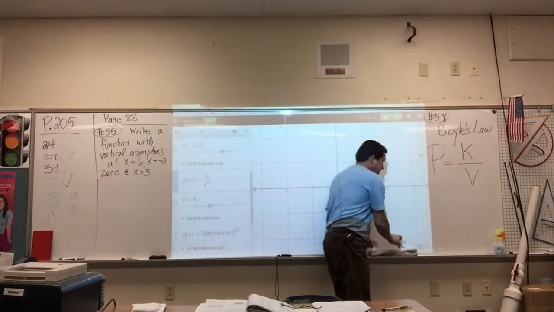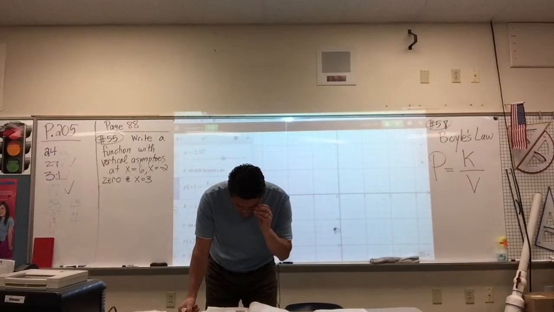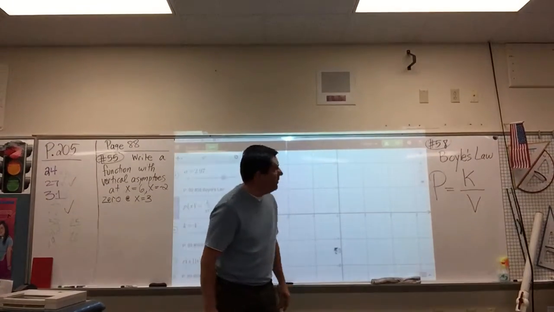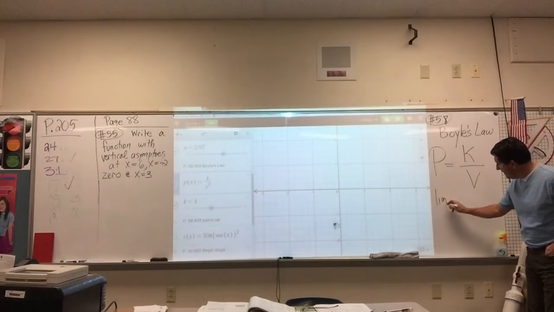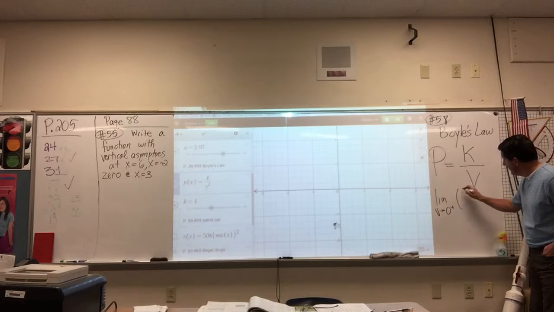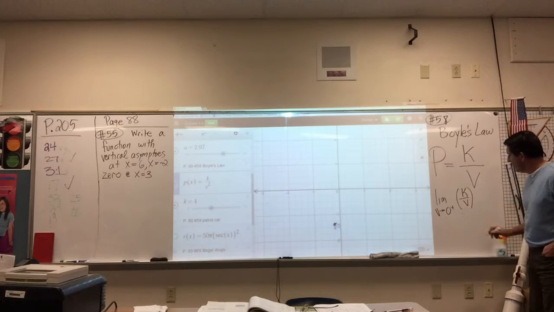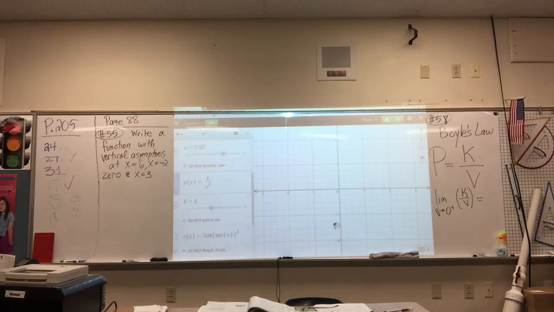Okay, so if that's the case, the question is find the limit of P as V approaches 0 from the right. Okay? So what we're going to try to do is find the limit as V approaches 0 from the right of K over V. Okay? So we'll go to this one here and we'll graph. Okay? So what does the graph of this look like?